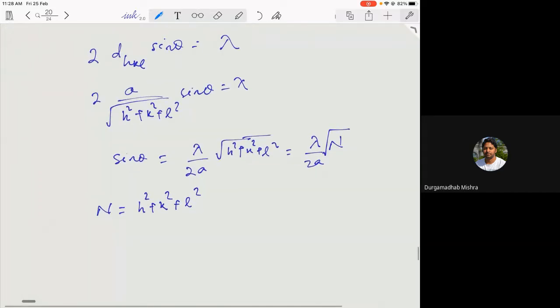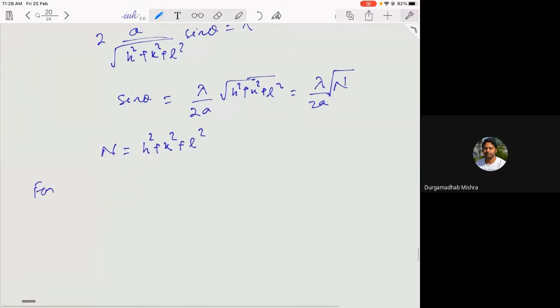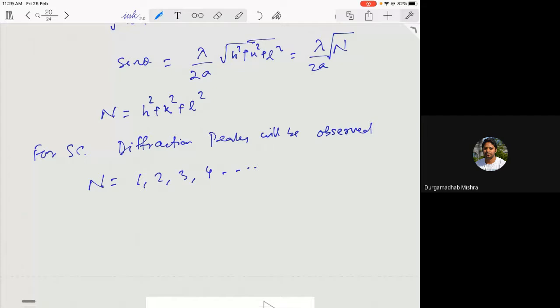Now we can rephrase the condition of diffraction for simple cubic, FCC and BCC in a different way. For simple cubic, diffraction peaks will be observed when n is equal to 1, 2, 3, 4. Because all combinations are there, all planes will contribute to the diffraction pattern. All integer values would exist. The first one corresponds to 100 or 010 or 001. These planes make n equal to 1, so that condition is satisfied.